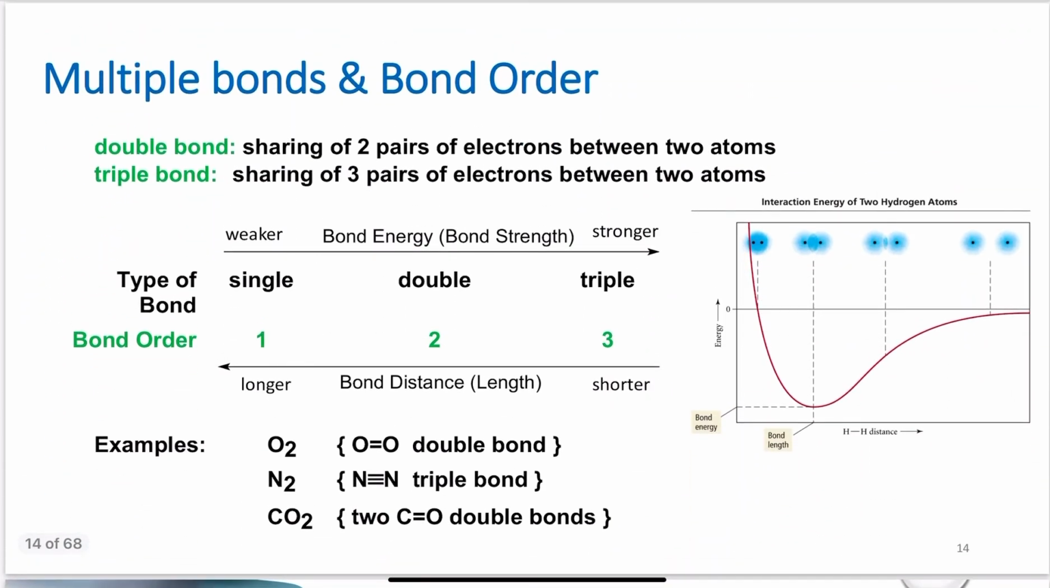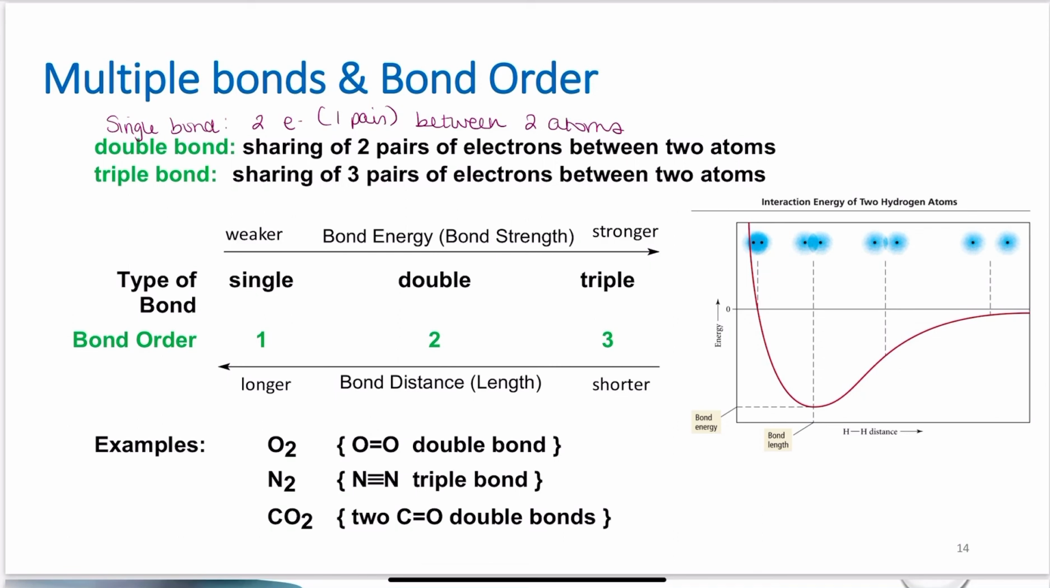A double bond is formed by the sharing of 2 pairs of electrons between 2 atoms. A triple bond is formed by sharing 3 pairs of electrons between 2 atoms. Whereas a single bond is two electrons, or 1 pair, between 2 atoms. This also gives you your bond order. A single bond is considered a bond order of 1, a double bond, bond order of 2, a triple bond, bond order of 3.